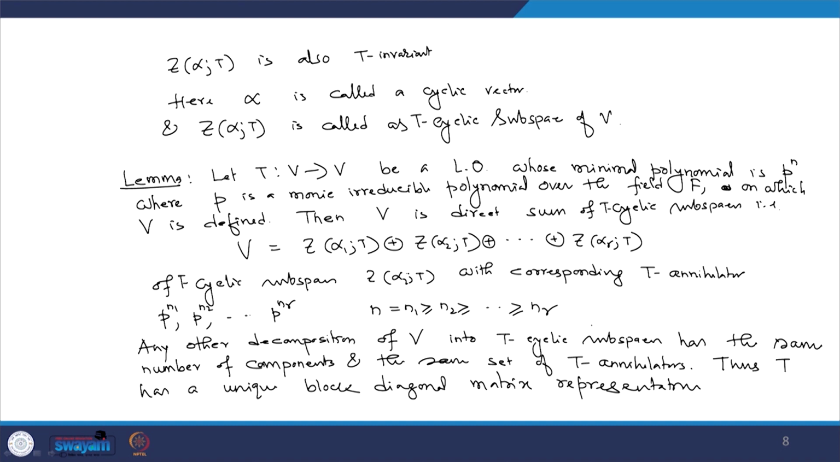Okay. So, in this theorem it is also saying that this decomposition is not unique; there will be another decomposition also. But even if you consider any other decomposition of V into T cyclic subspaces, the number of components will be exactly the same, and the set of T annihilators will also be the same. Thus, T has a unique block diagonal matrix representation.